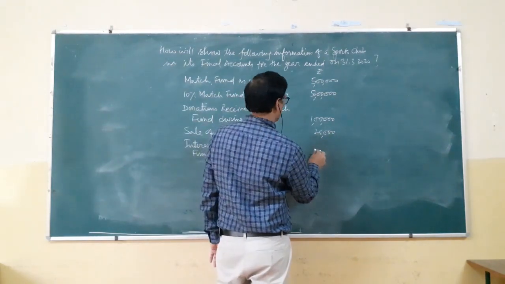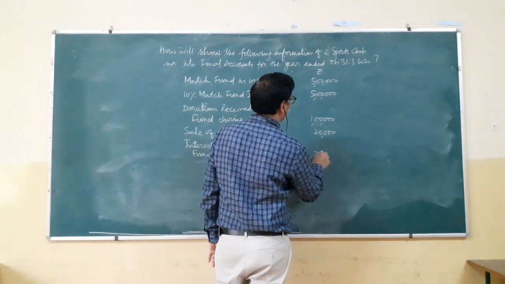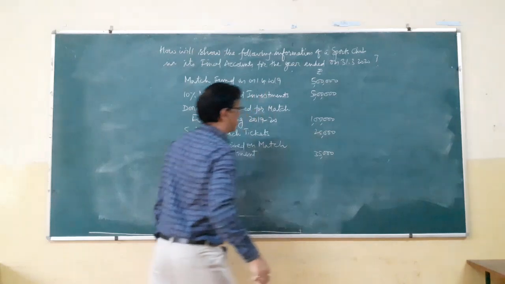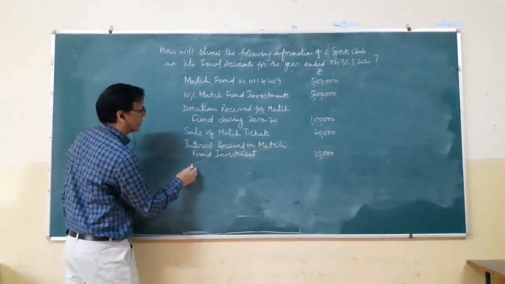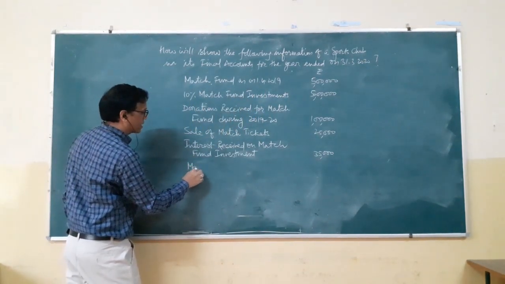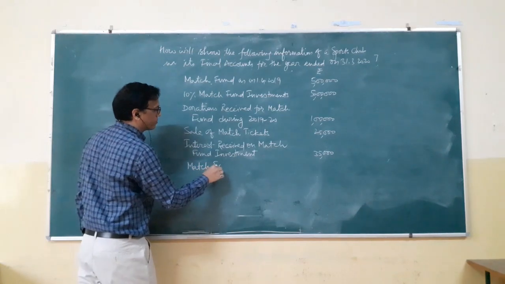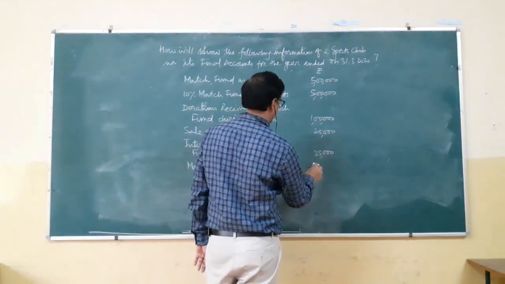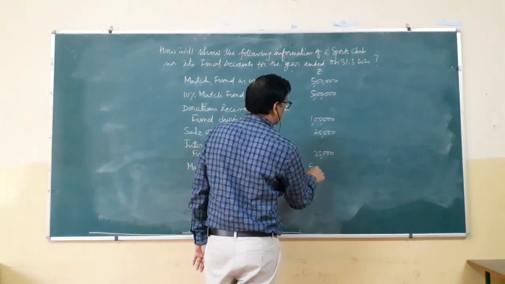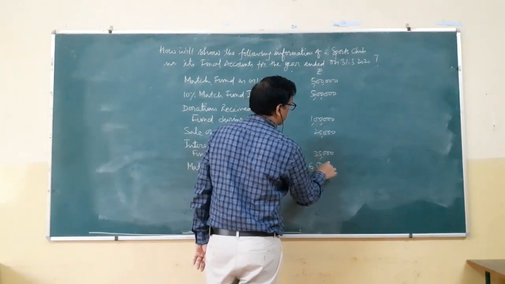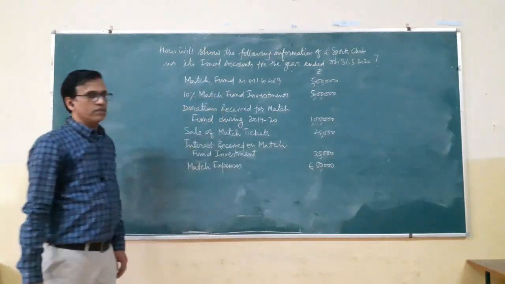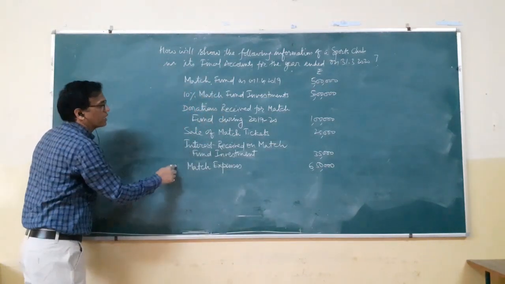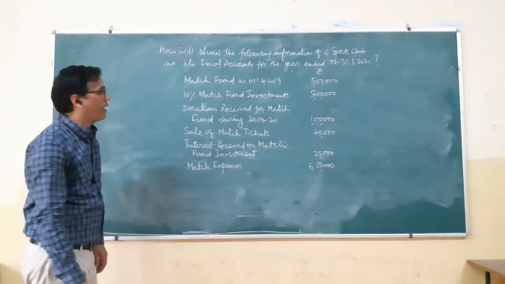That is 35,000 rupees. Then match expenses. Match expenses amounted to 6,50,000 rupees. This is our question. How will we show this information relating to the match fund?